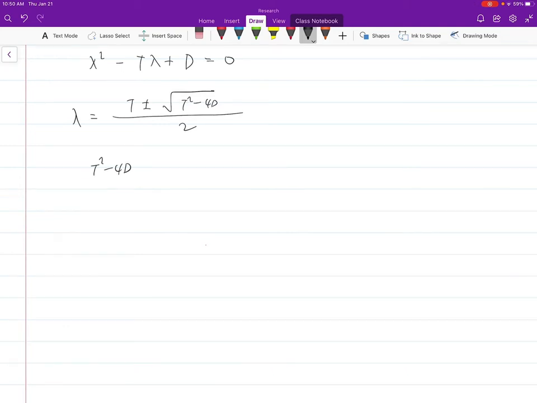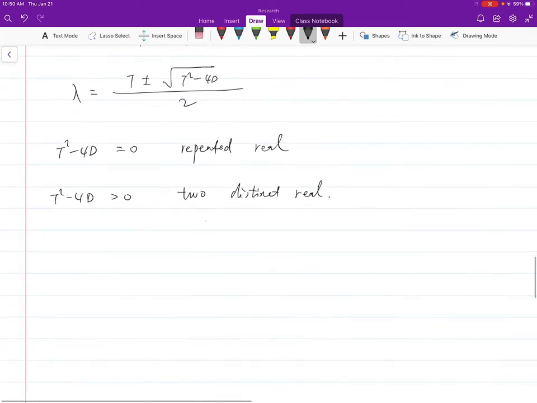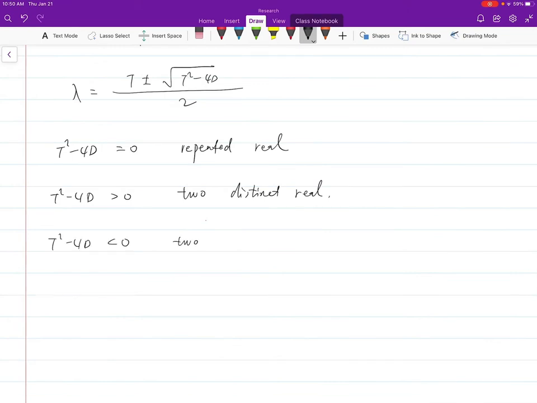Okay, if t squared minus 4d equals 0, then you have t plus minus 0, you only have one repeated real. If t squared minus 4d is bigger than 0, you have two distinct real, because you can take the square root of a positive number, you can always get something real. And then when t squared minus 4d is less than 0, you have two complex.